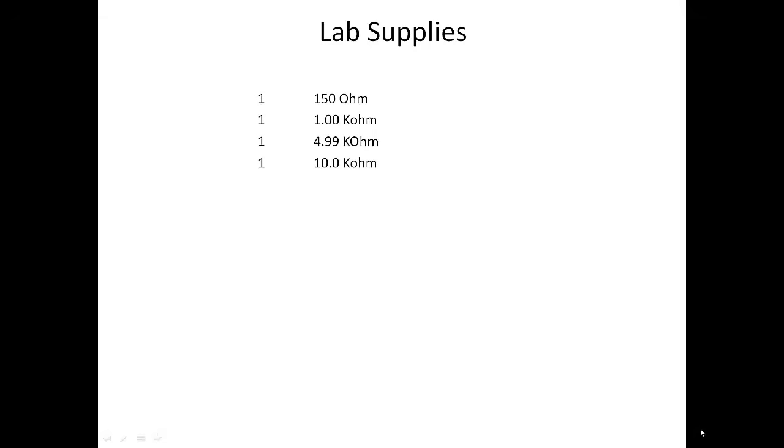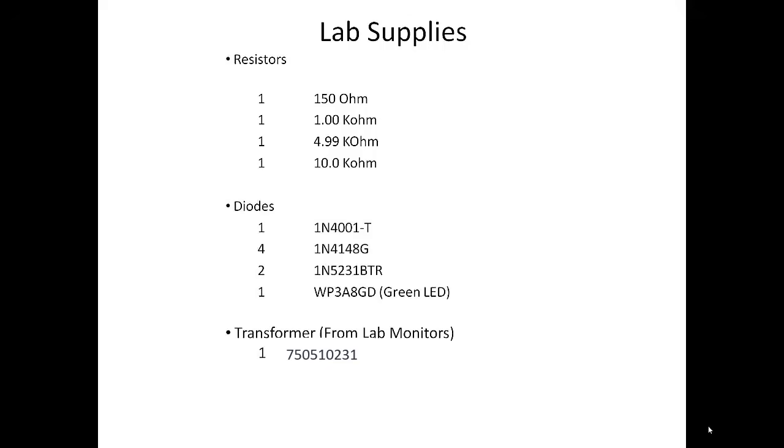You need quite a few lab supplies this week. You need these values of resistors in these quantities. These diodes, and by the way, the Zener diode looks very much like the small signal diode. To tell them apart, look for the 4148 on the small signal diode and a 231B on the Zener diode.